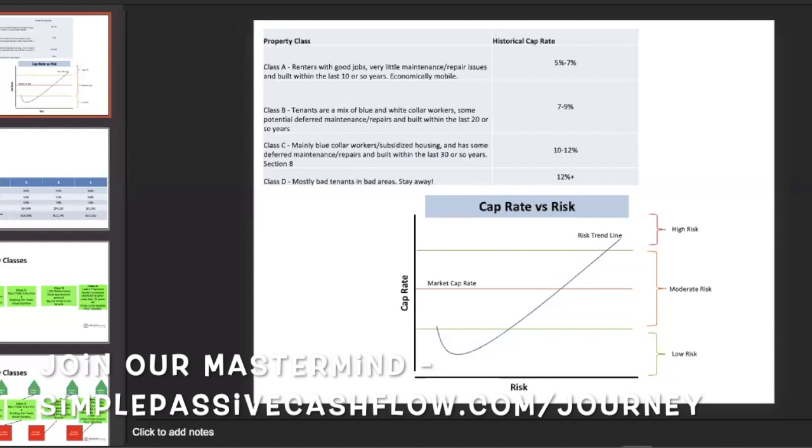We don't know if some of those tertiary markets, the yields are just going up because people just need a place to live. So the short of it is just don't go chasing yield or cap rates.